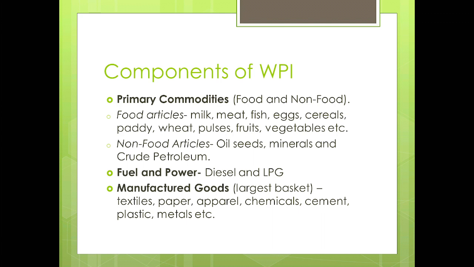The next broad category is fuel and power. Under this, we have diesel and LPG. And the last category is the manufactured goods. And friends, this is the largest share in the basket. So, it comprises textiles, paper, apparel, chemicals, cement, plastic, metals, etc. So, these are the three categories of commodities that are included while calculating the wholesale price index.